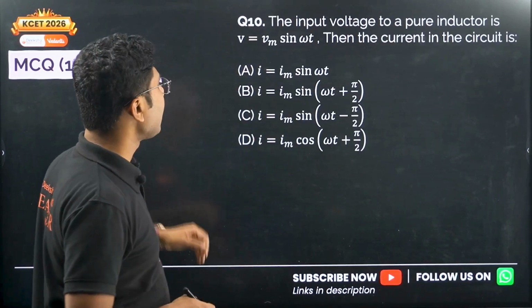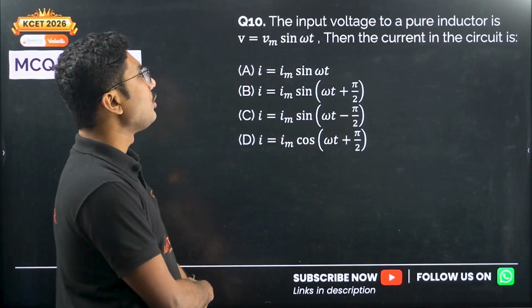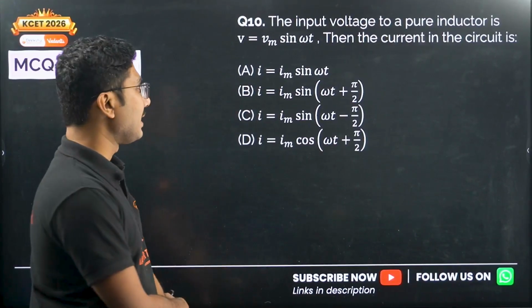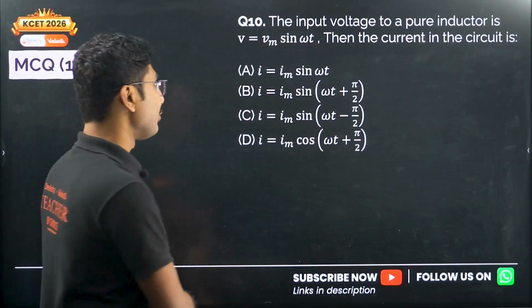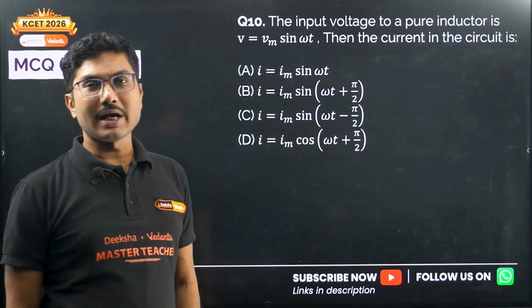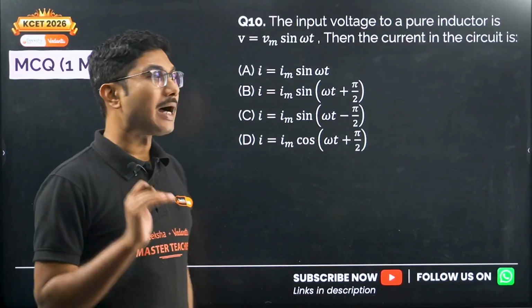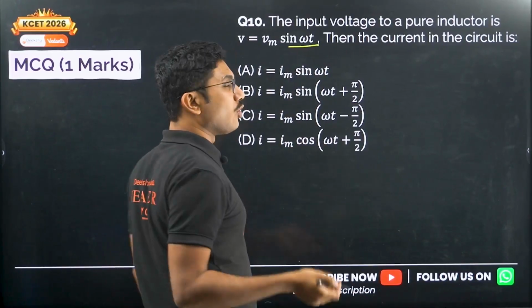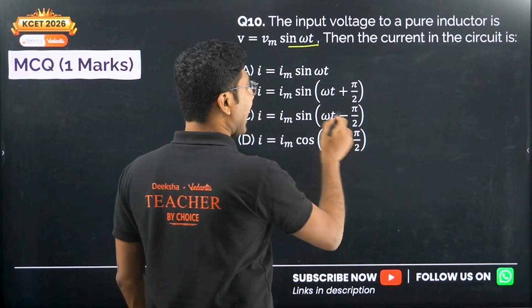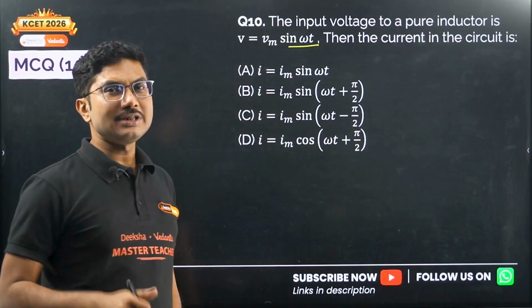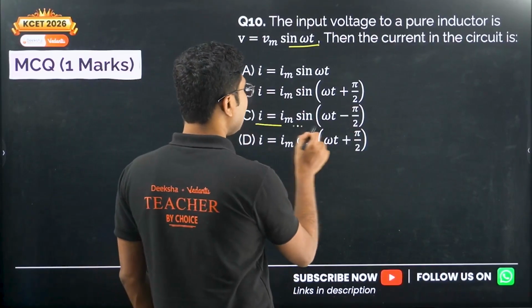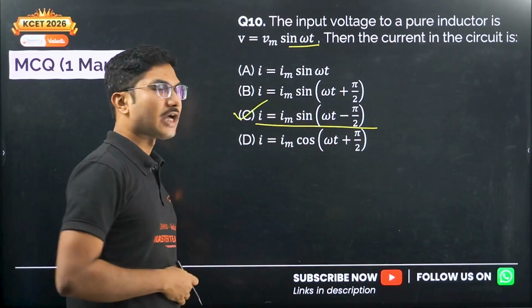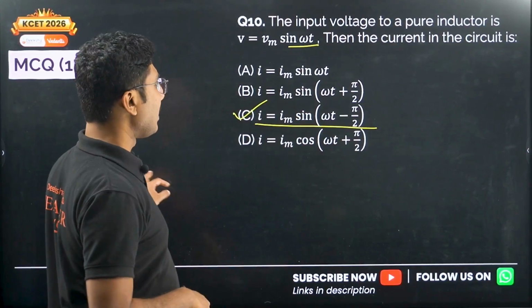Now the next part. The input voltage to a pure inductor is V equals Vm sin omega t. Then the current in the circuit is? In case of a pure inductor, we know that current lags by pi by 2. So if this is sin omega t, then the current will be sin of omega t minus pi by 2. Lags means minus, leads means plus. So current must be lagging by pi by 2. So the correct answer is I equals Im sin(omega t minus pi by 2).